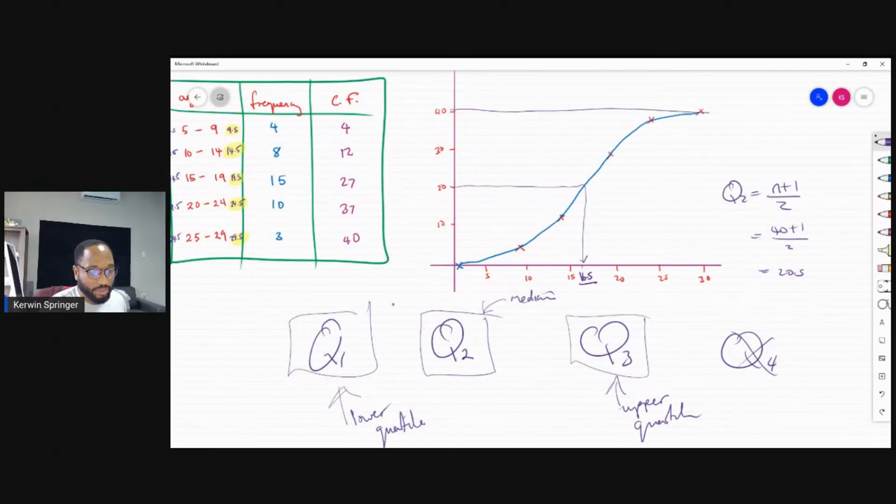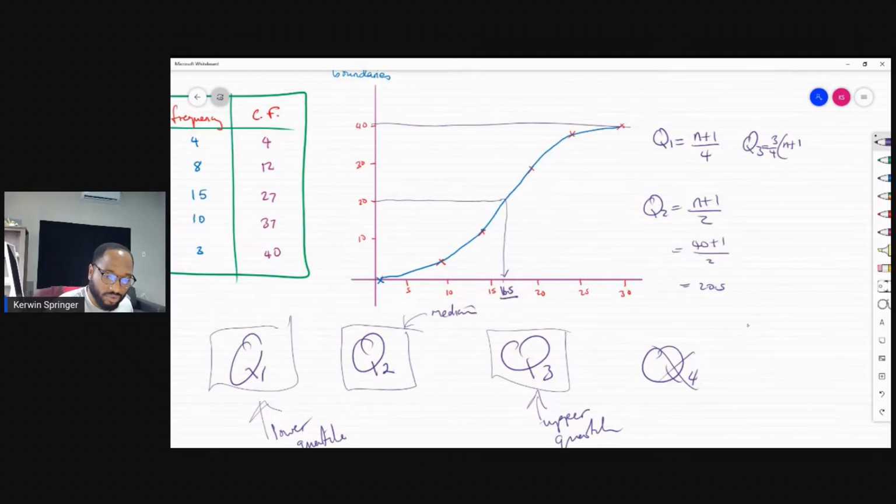Understand? Or you could say n plus 1 divided by 4 for the Q1. And for Q3, it's 3/4 of n plus 1, or 3 times n plus 1 divided by 4. But as I said, this normally works best with an odd number of things. When it's even, you can just divide by 4 or take 3/4 of n. I see different things in textbooks, but basically, you're getting a quarter of the data, so like 10.